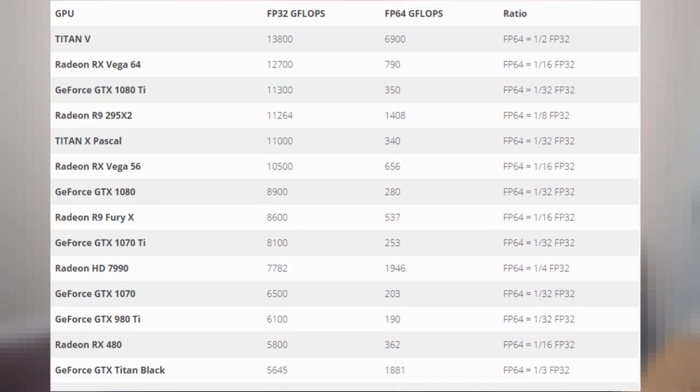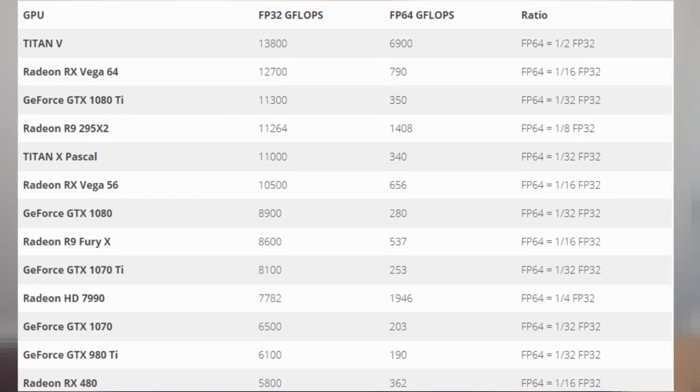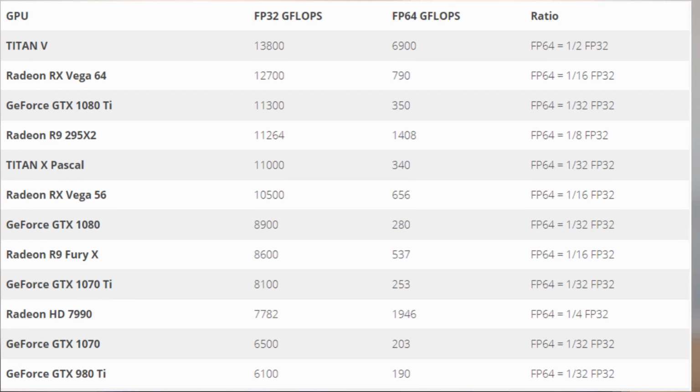Notice that it says floating point 32, floating point 64 gigaflops. Okay, so gigaflops again is billion. So when you see 13,800 gigaflops for the Titan V, that figure really means 13.8 teraflops, right? So this is just some perspective, to give you an idea of where we're at. AMD's Radeon RX Vega 64, as you see there, in terms of single precision 32, is 12.7 teraflops.